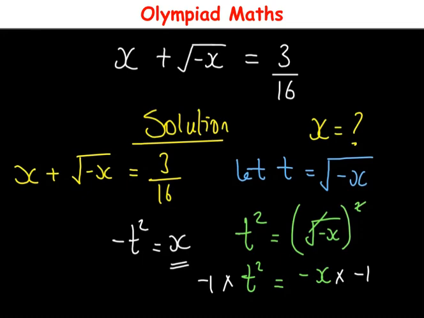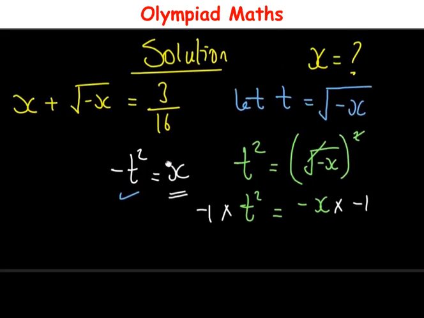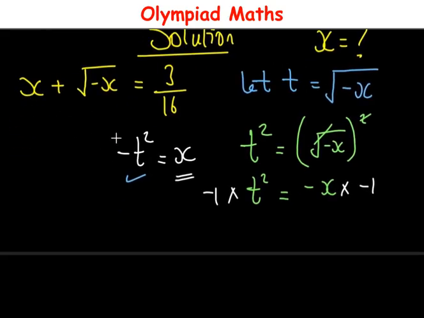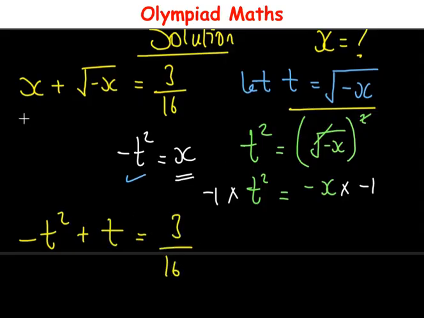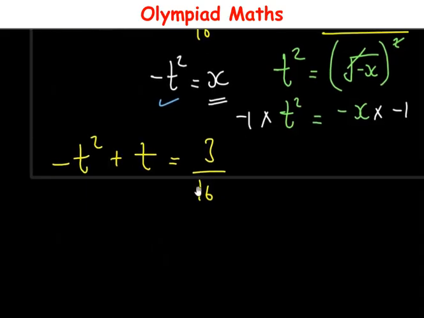Okay, so in this case, we can replace x with minus t squared, and we can replace root minus x with t, such that this equation then becomes, we have x as minus t squared, so minus t squared, plus root minus x is t, so plus t is equal to 3 over 16. The next thing we're going to do is multiply this equation by 16.